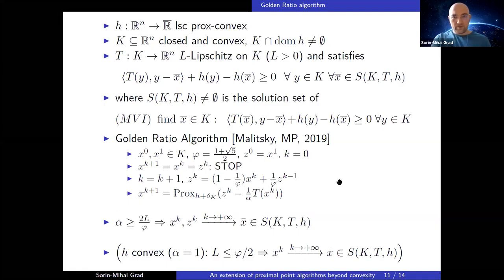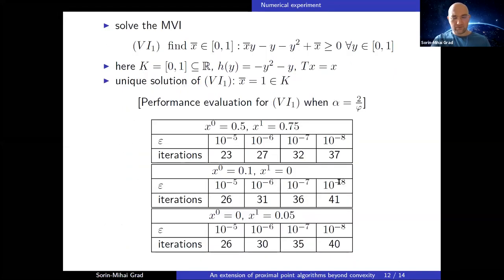We also implemented our algorithm for some examples. You can see here a mixed variational inequality. Again, it's a non-convex one. We have this conflict. T of x is a very nice operator. It goes upwards. H is a non-convex function, but it is prox-convex, and it goes downwards. So we have a conflict.